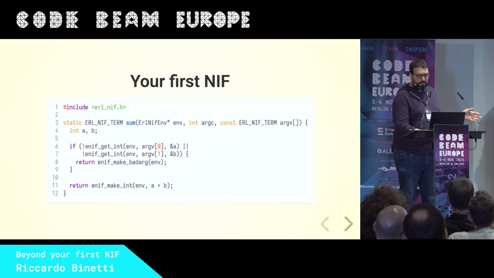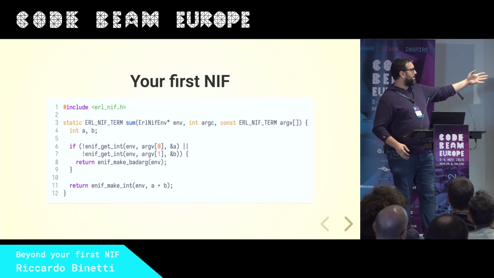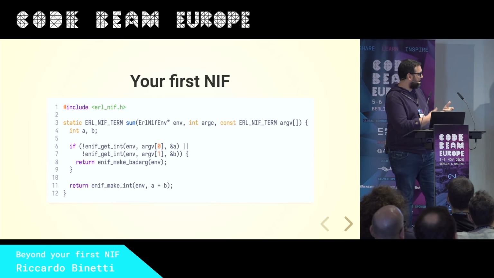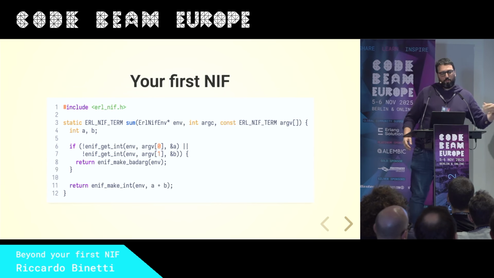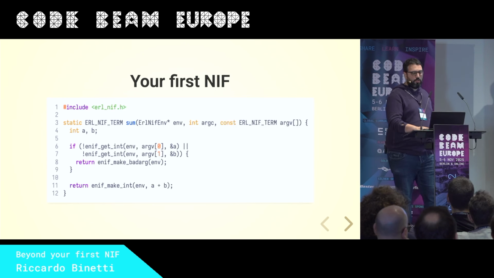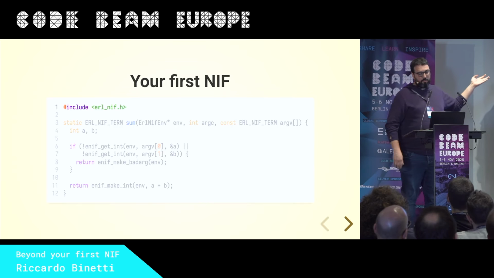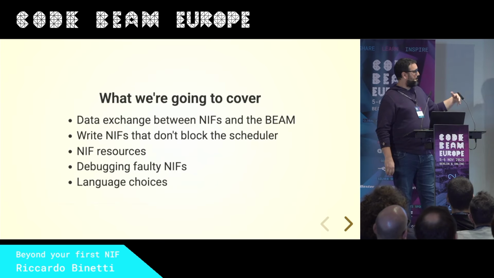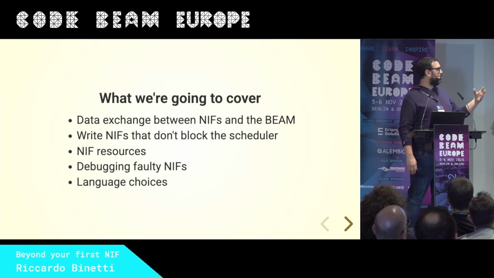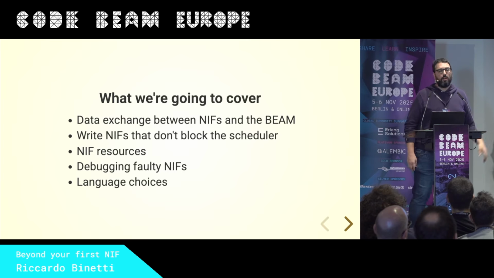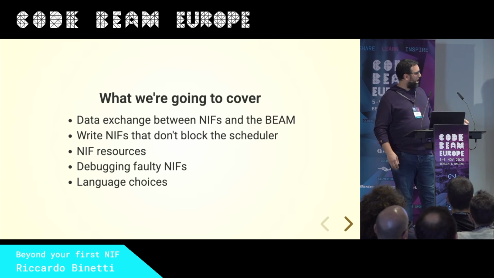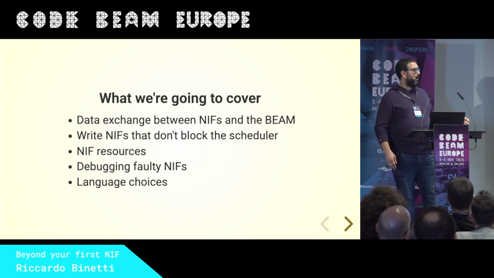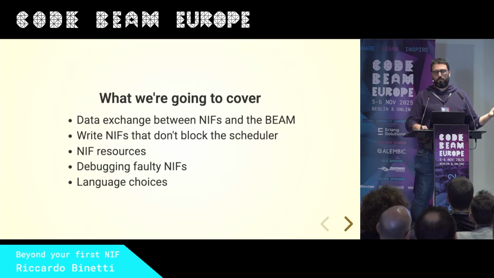Usually, your first NIF looks like this. It's a NIF that just gets two integers as input and sums them. And today we're going to go a little beyond that, and explore what else the NIF library offers us. We are going to cover data exchange between NIFs and the BEAM. We're going to try to write NIFs that don't block the scheduler. We're going to go over NIF resources and debugging faulty NIFs, and then we're going to quickly see a bunch of language choices in which you can write your NIF.